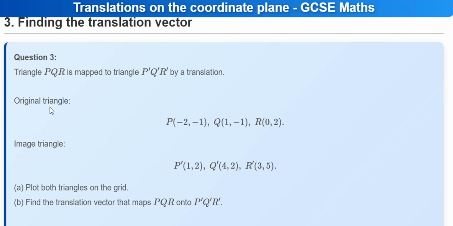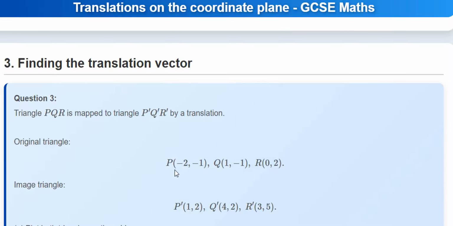What if you are given a question like this, question 3, where triangle PQR is translated, and you are not given the translation factor, but you are given the original coordinates of the triangle and the coordinates after translation? Then the first task is to plot both triangles on the grid, or in short, plot them on the Cartesian plane. So we can just start there. Let us plot these two triangles on the graph.